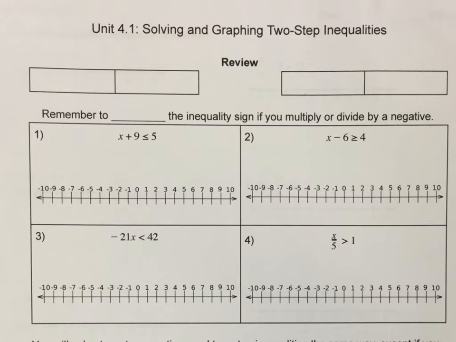Hey guys, this is a review from what we did at the end of last semester. We're doing inequalities. Those are less than, greater than, less than or equal to, greater than or equal to. If I have a less than or greater than, remember when we graph it, it's an open circle. If I have a greater than or equal to or a less than or equal to, when I graph it, it's a closed circle.